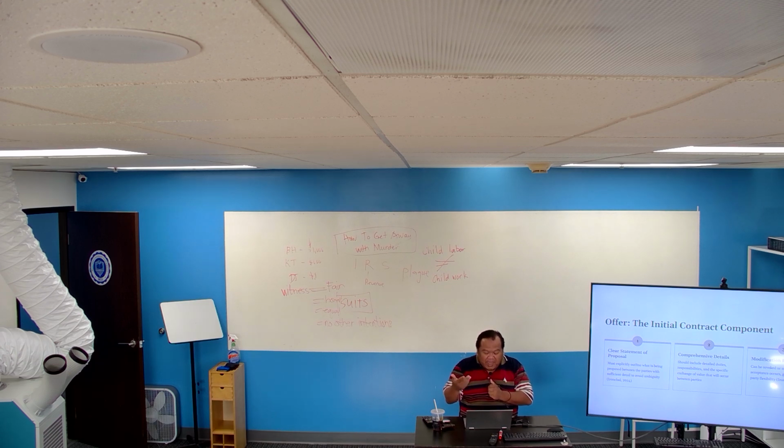Next, you should go to comprehensive details. Should include detailed duties, responsibilities, and the specific exchange of value that will occur between parties. Okay. So this is now about the price, right? With $100 per chair, what do I expect? What are you willing to give me? Okay? And if I am the provider, I will say with $100, this is what I can give. If you are happy, you can even ask for, if I will tell you, with $100, I can give you a wooden chair. Would you be happy?